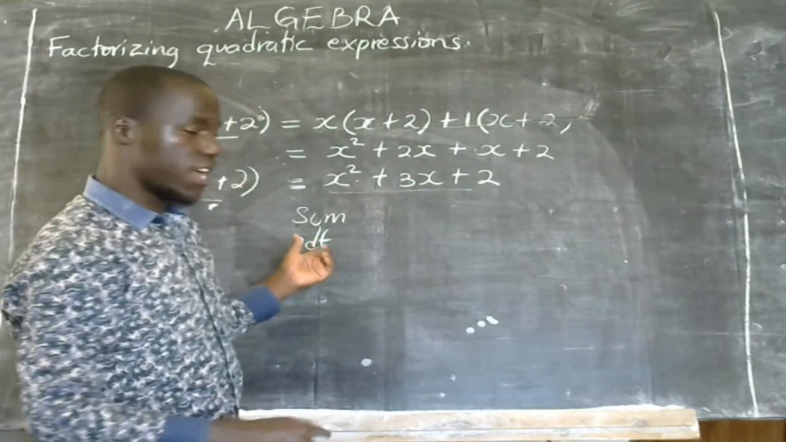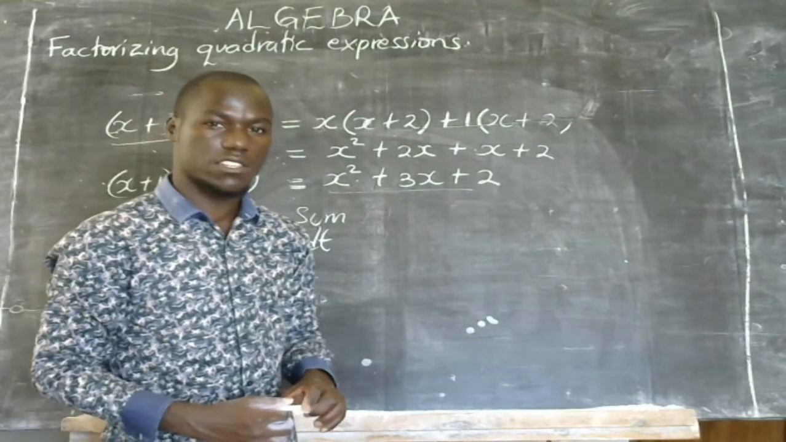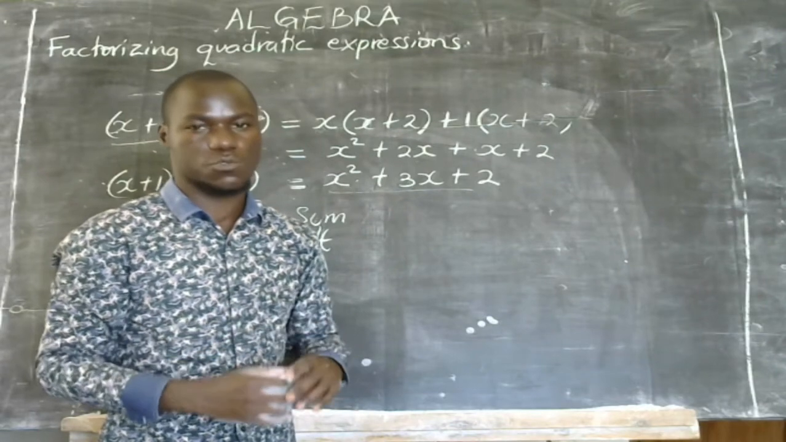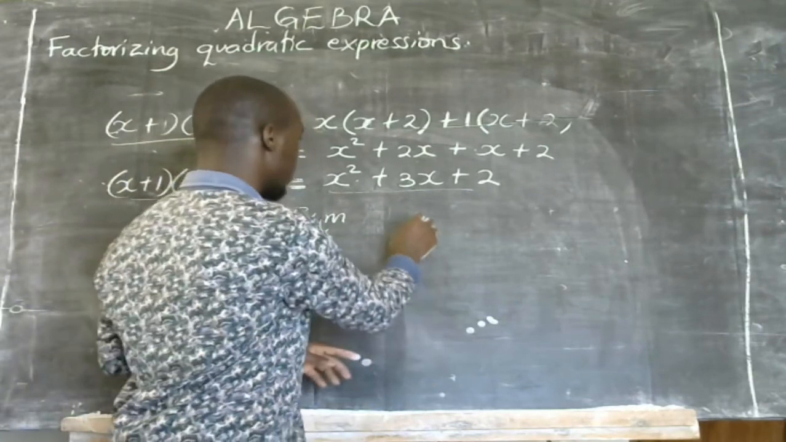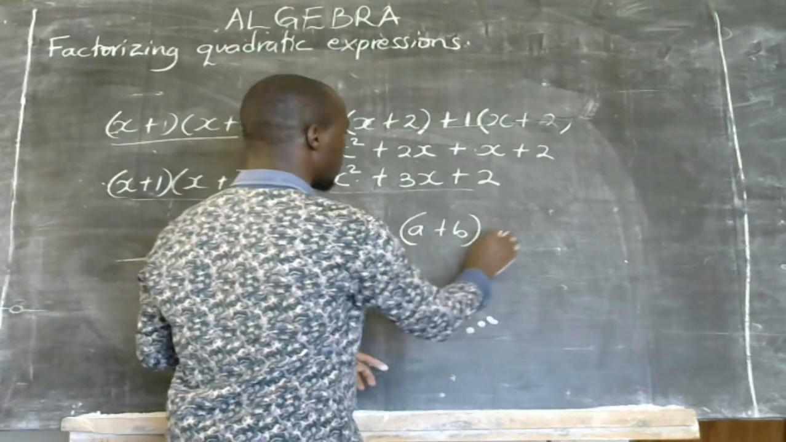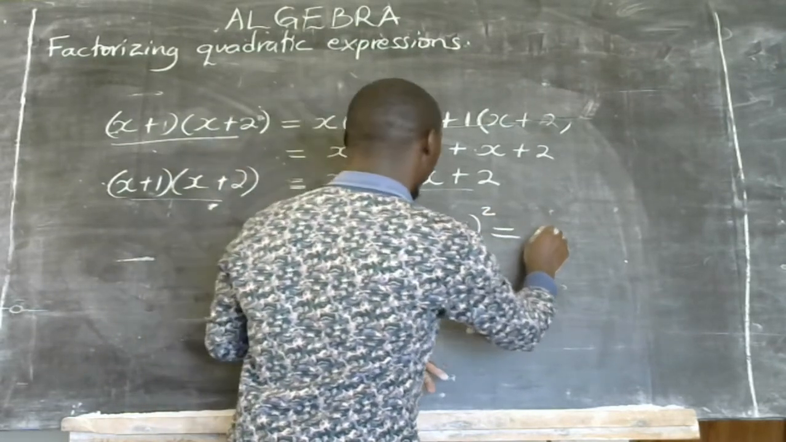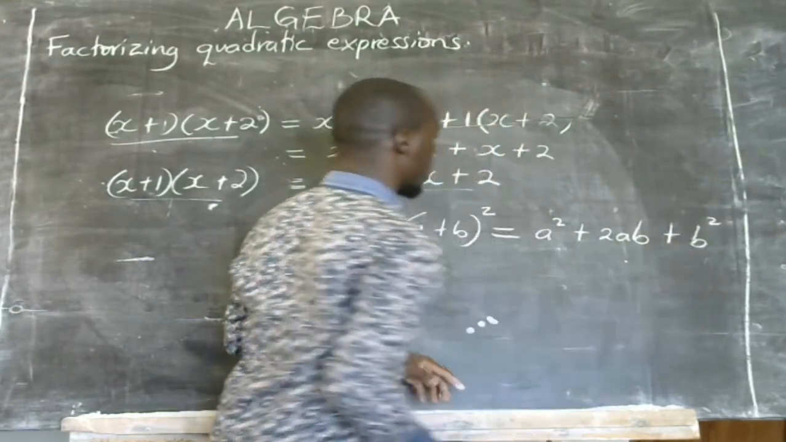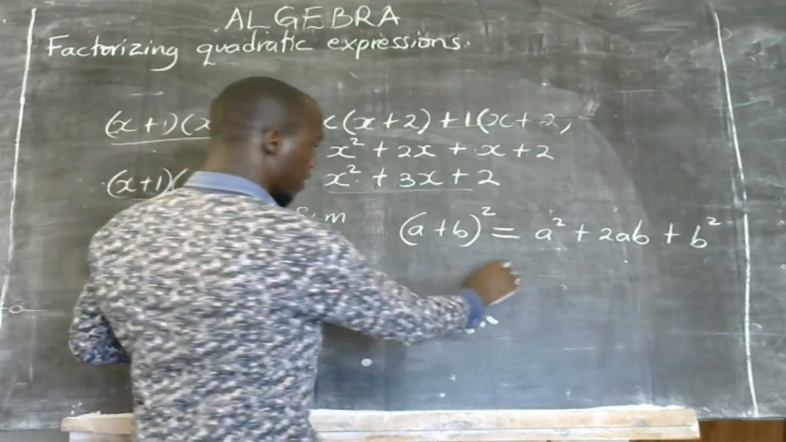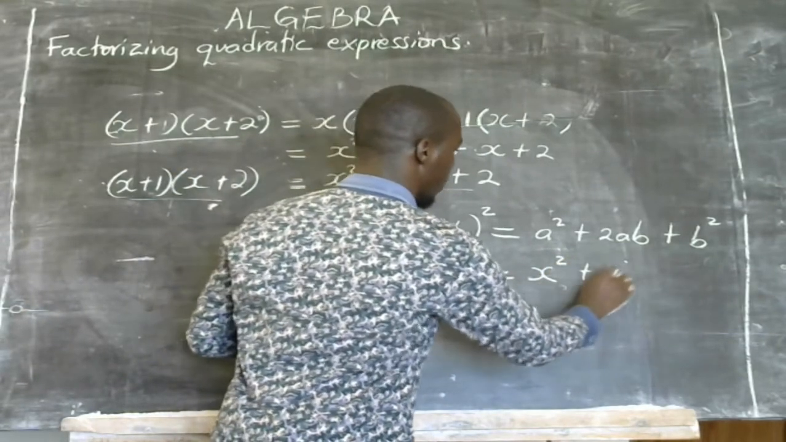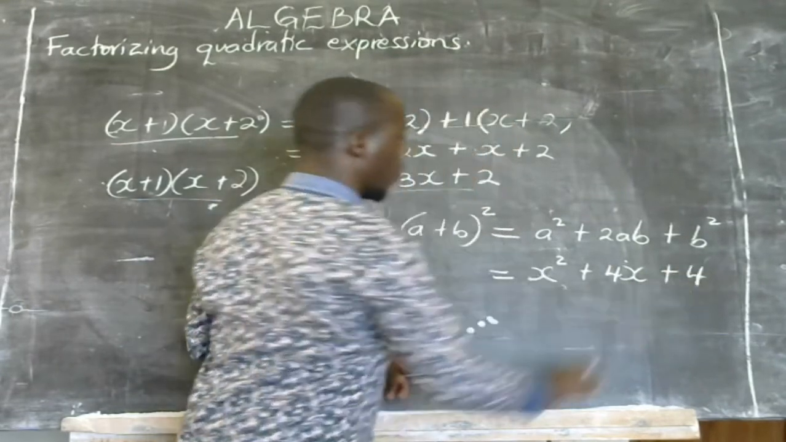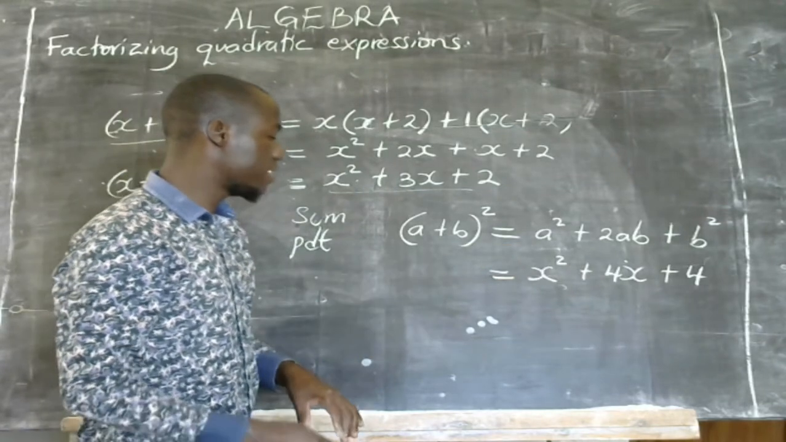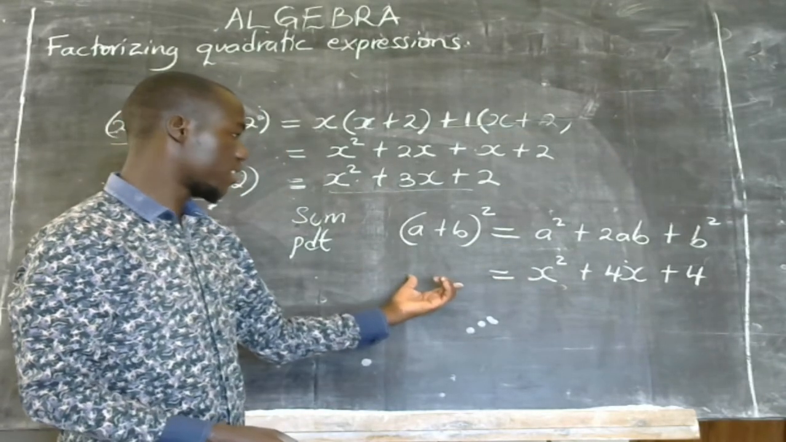But before we go to that, there is the factorization of a number which is perfect. We normally call them perfect squares, using the identity a plus b squared is equal to a squared plus 2ab plus b squared. For example, I can be given x squared plus 4x plus 4. It is in that format, already expanded. Now I need to write it as a factorized expression.